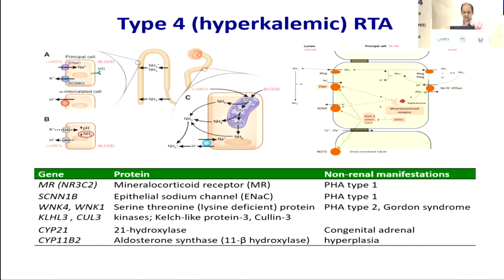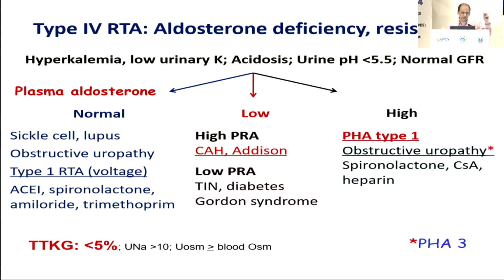We'll leave this. Hyperkalemic RTA is uncommon in children. When do you suspect hyperkalemic RTA? Suspect hyperkalemic RTA if you've got a patient who's got acidosis with hyperkalemia, with normal ability to acidify the urine. So this would be the clinical phenotype. The next test to do would be a plasma aldosterone and a renin, and then try to classify in which category a patient falls.